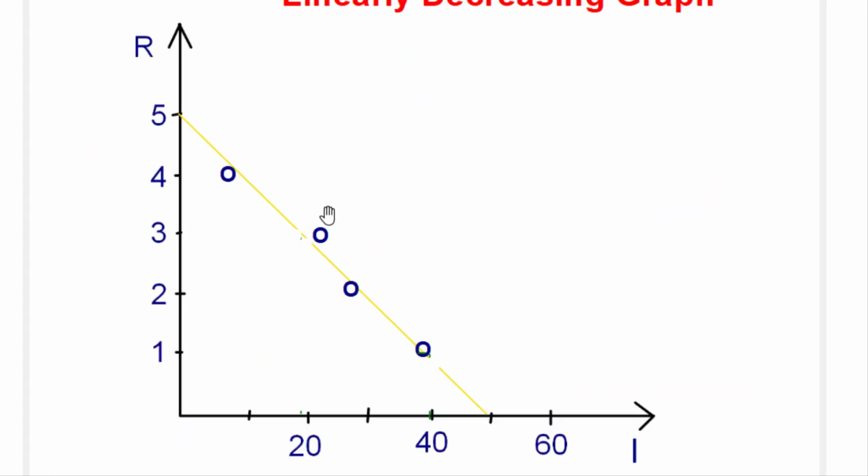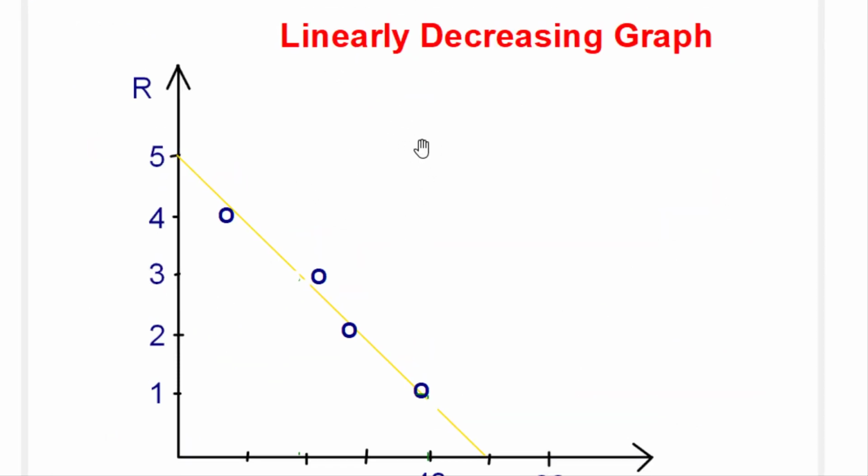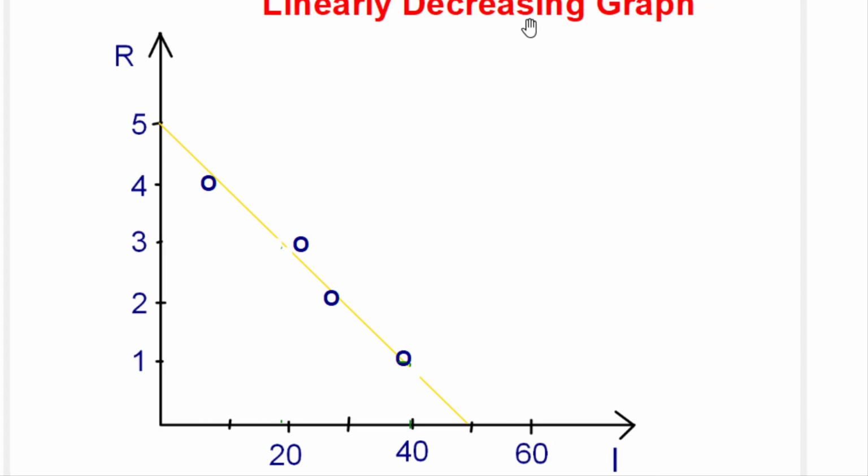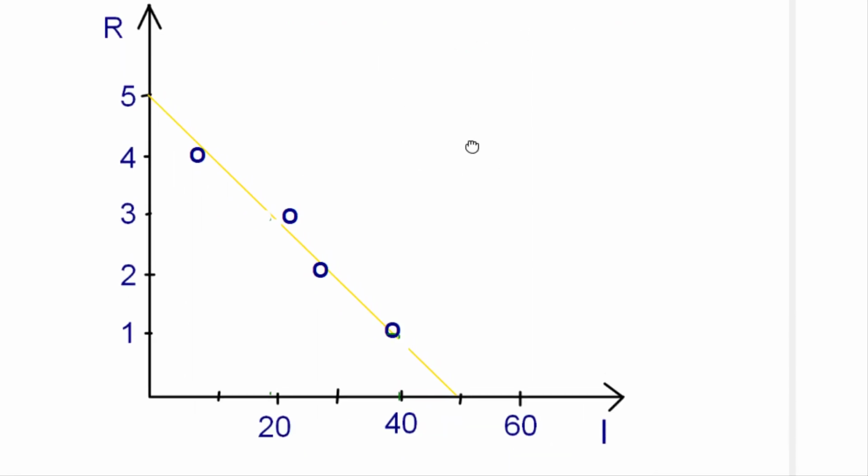Now the previous graph was a linearly increasing graph. This particular graph is a linearly decreasing graph. So we have an r versus I graph. As we decrease r, I increases. It means that when any value of x is increasing, it decreases the corresponding value of y. So when one is increasing, the other is decreasing. So this is a linearly decreasing graph.